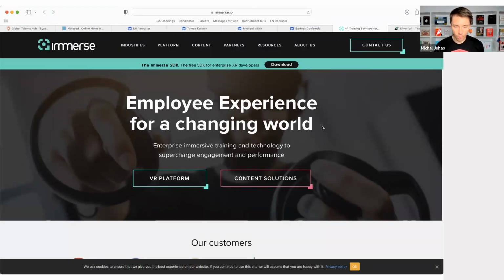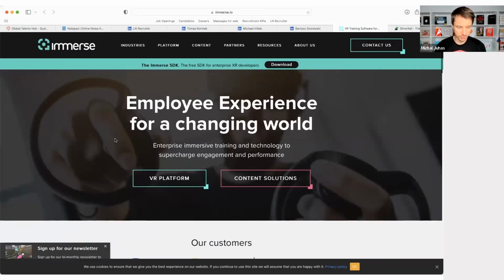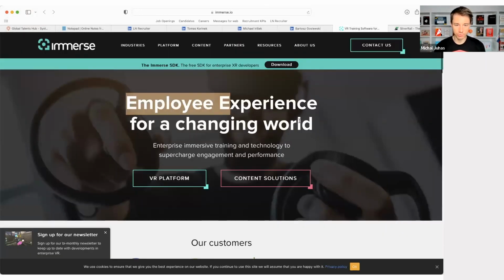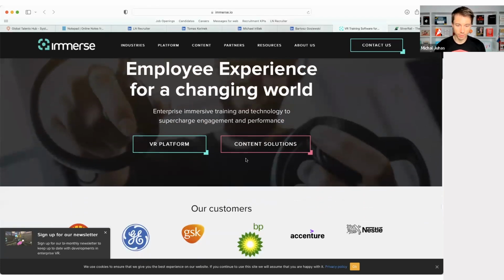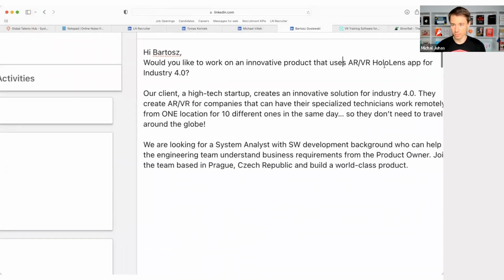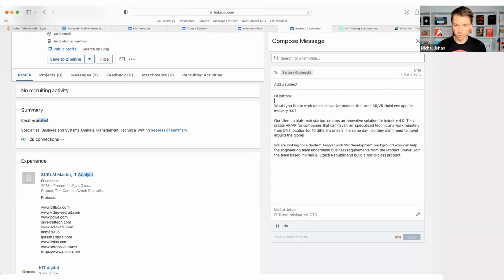Guys, tell me, how can this be so random? I just opened 1 out of 10 or 15 links, and it's just about VR, employee experience for a changing world, enterprise immersive training and technology, VR platform. And by the way, we are talking about AR, VR, HoloLens kind of application. So I don't know, this is just magic, isn't it? So now we have a wonderful bridge. Hi, Bartosz. I noticed you worked on Immerse.io.